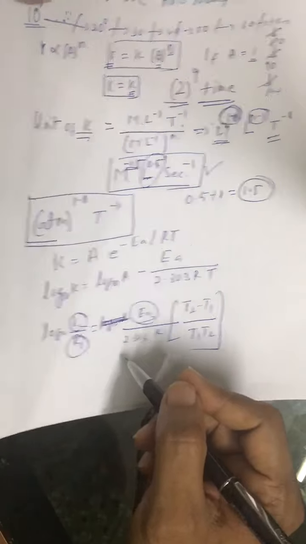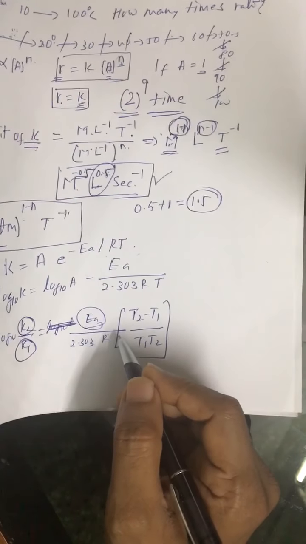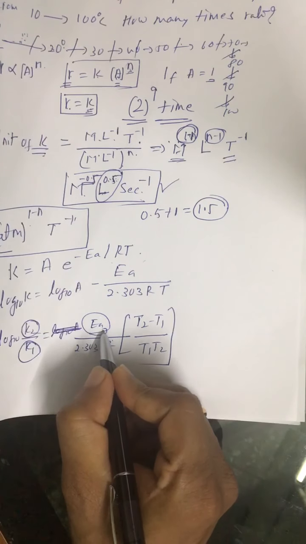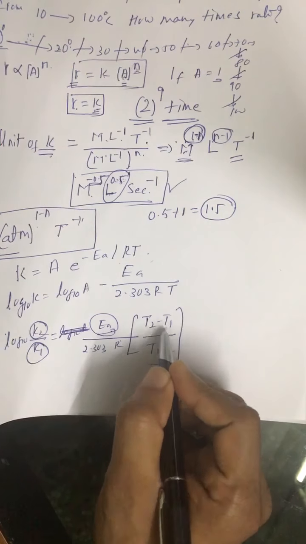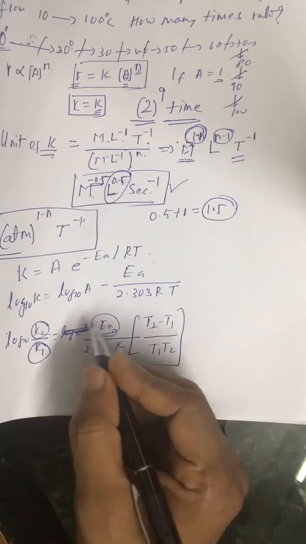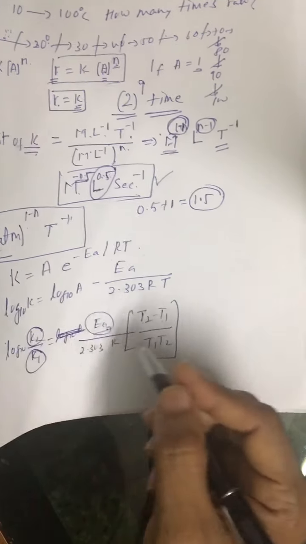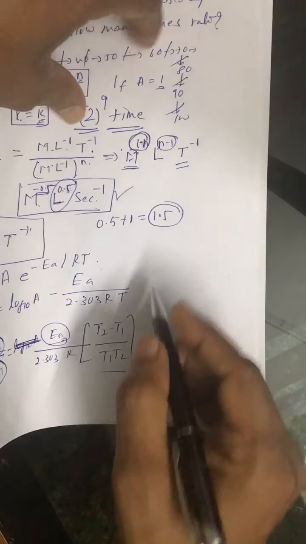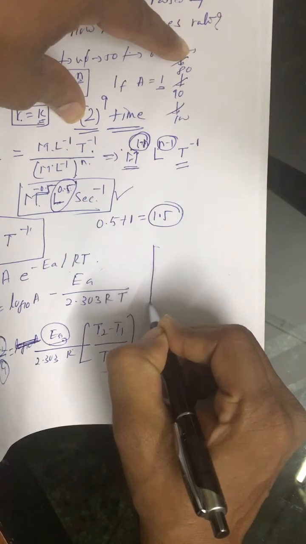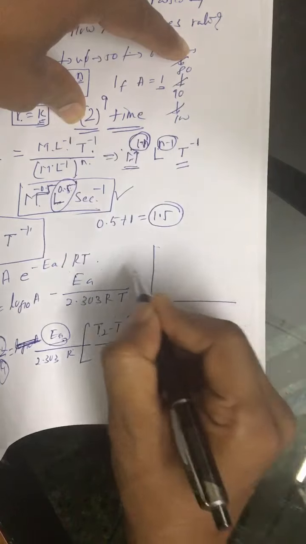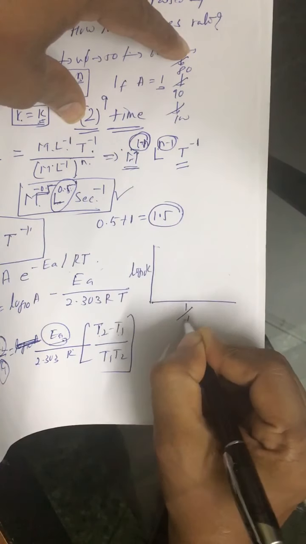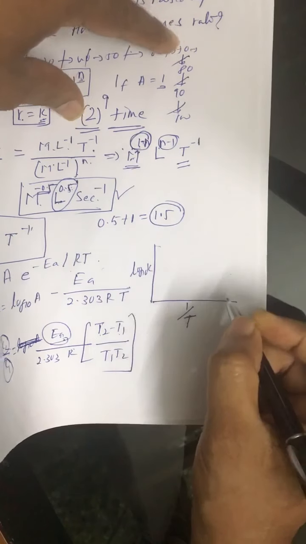So if at different temperatures, different velocity constants are given, you can find out energy of activation. Or on the basis of T1, T2, EA, you can find out how many times the rate of reaction is getting affected. And you will also find a graph between log of K and 1 by T. This is again a very important graph.